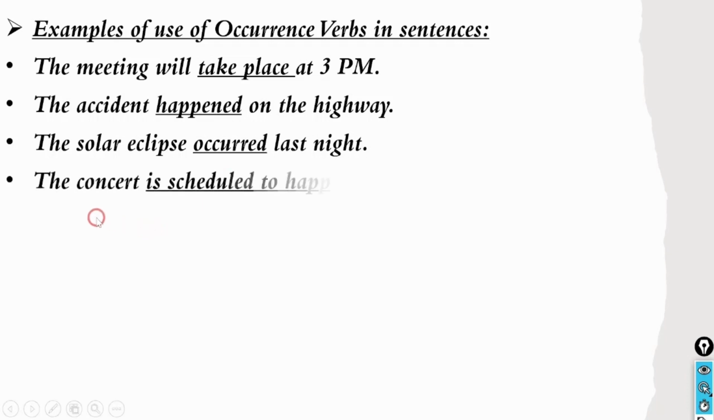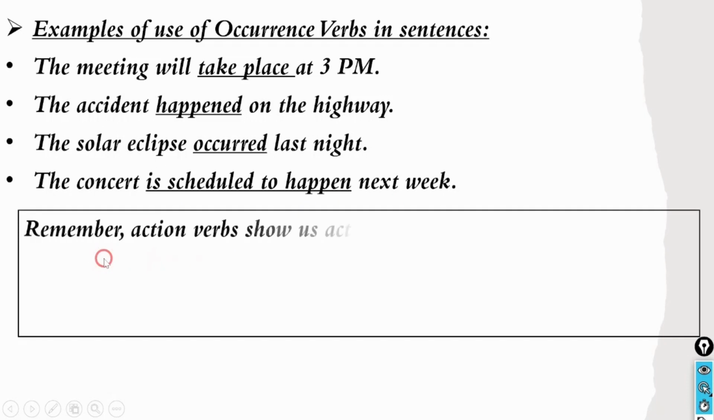All right. Then we say the concert is scheduled to happen next week. The concert is scheduled to happen next week. So this also indicates when an event is going to happen. So it is an example of use of occurrence verbs in a sentence. Scheduled to happen. When is it going to occur? The concert is scheduled to happen next week. You cannot say the concert next week. No. The concert is scheduled to happen next week.